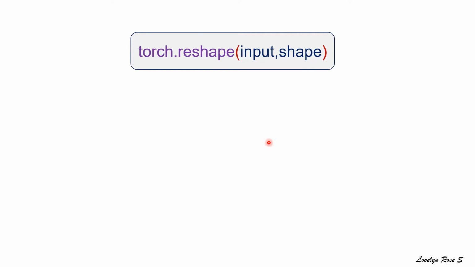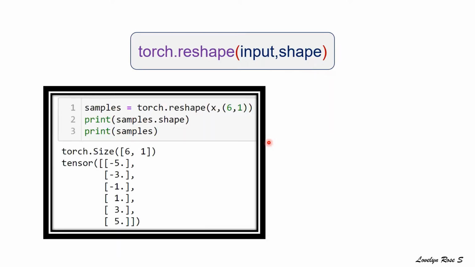Reshape takes an input tensor, and it also asks you to specify what should be the shape of the output tensor. So this is a tensor, whereas the shape is a tuple of integers. Let's see it with the help of code. So I'm now using torch.reshape. I need to reshape X.